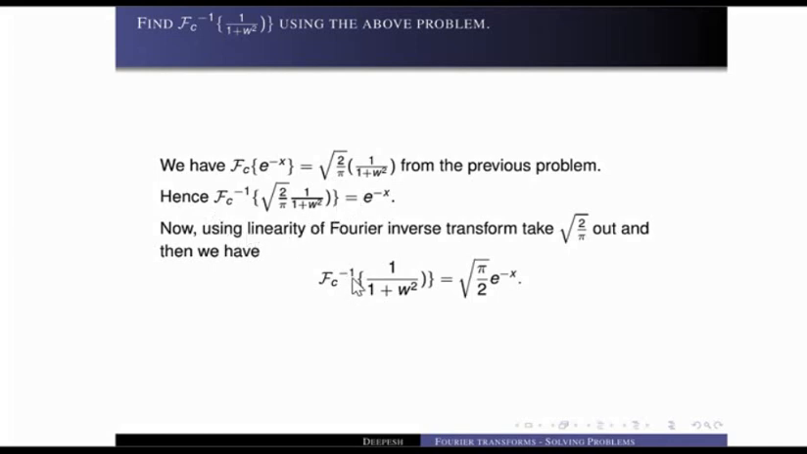So we'll be having Fc inverse of 1 by 1 plus omega square is equal to the reciprocal of root of 2 by pi into e raised to minus x. So that's what you get as root of pi by 2 into e raised to minus x. So that finishes this problem.